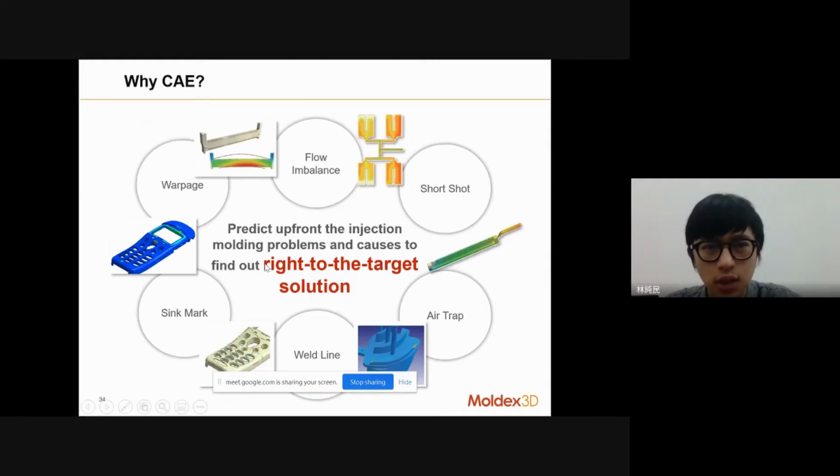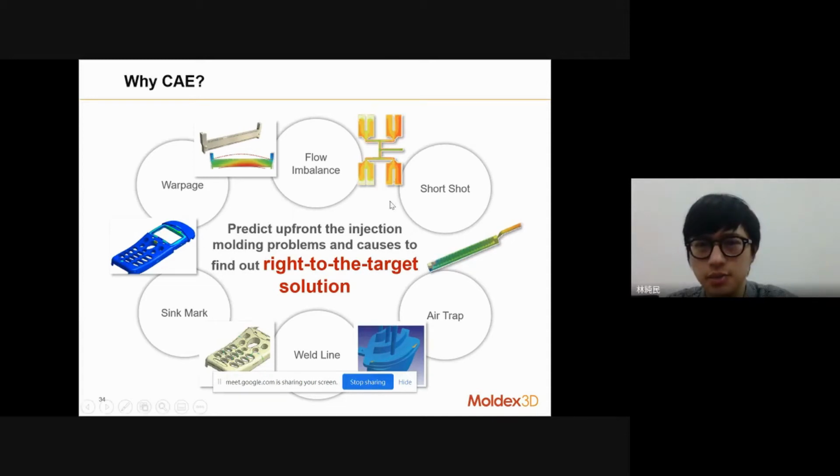Okay, so with CAE, as you can see, here is what we can predict in our software. The flow imbalance, because if a company wants to manufacture a lot of products in a short time, then maybe they have multiple cavities, and with multiple cavities, the difference in the distance between the different runners reaching the cavities will cause some flow imbalance. So how to avoid this kind of situation? Maybe you can change the design. You can draw a runner in our software, and you can choose a different material in our software.